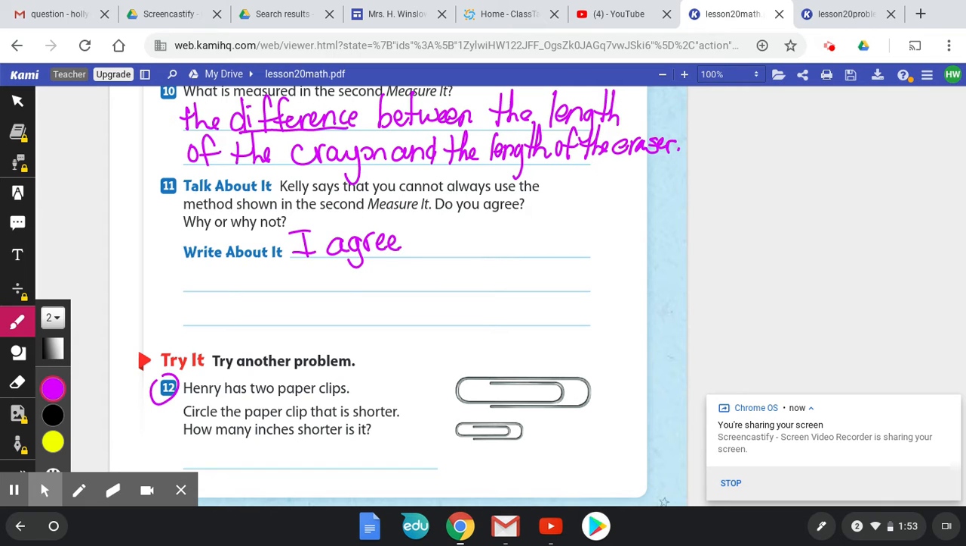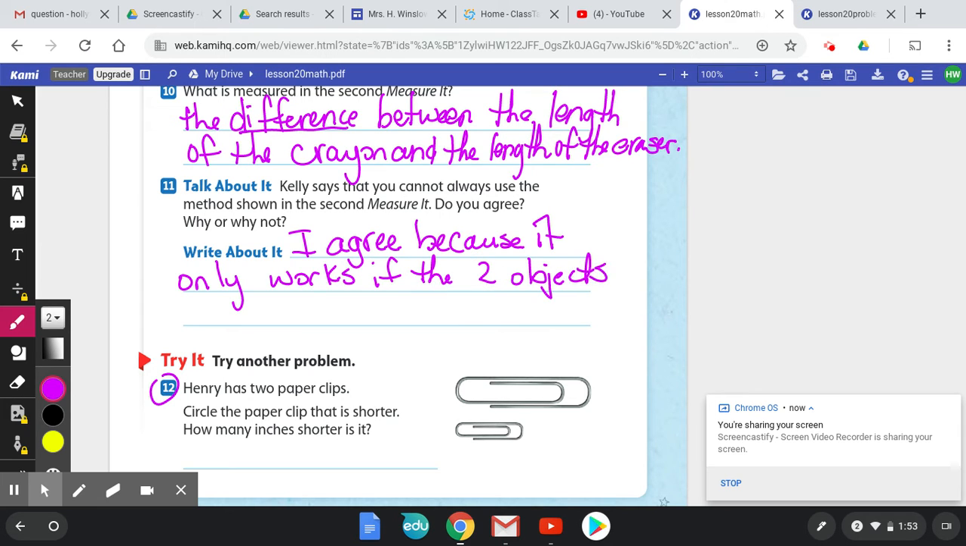I agree because it only works if the two objects are lined up next to each other.